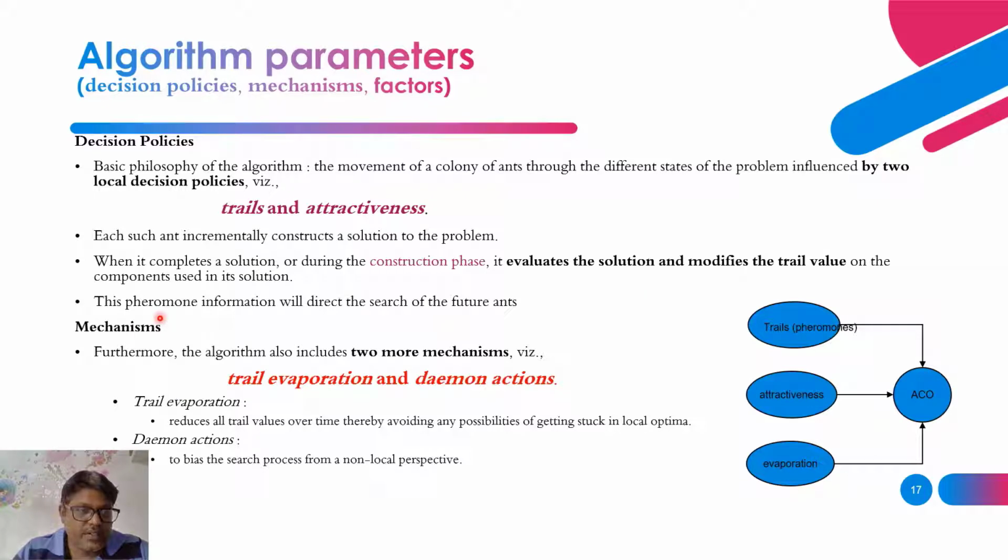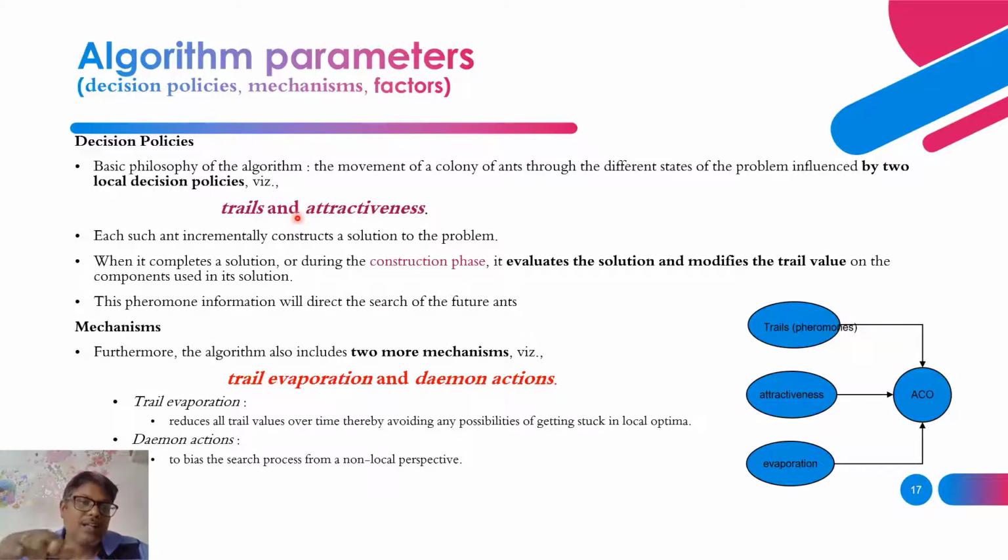This pheromone information will direct the search of the future ants. If there are more pheromones there, more ants will be following, otherwise it may be skipped. So these are the two decision policies. If there is more trail, it is more attractive. If less trail, less attractive. So these are the two decision policies.